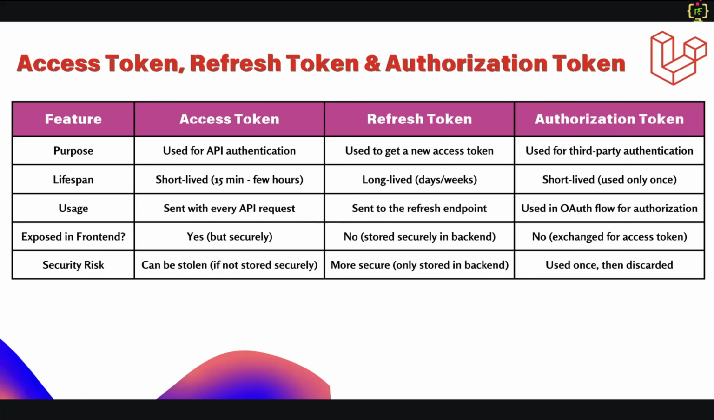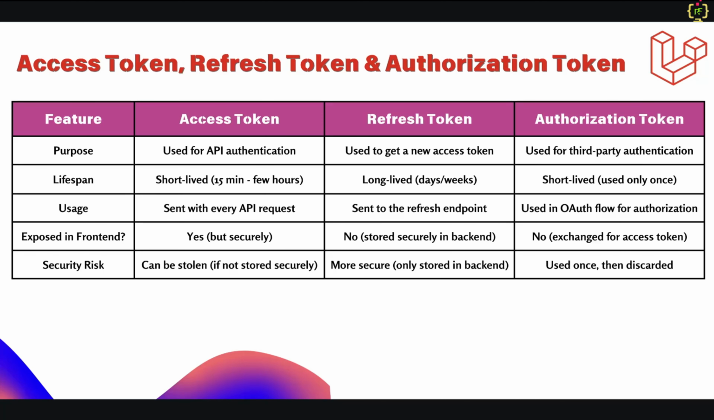Now in terms of usage, the access token needs to be sent with every API request, just like a bearer token. But the refresh token is sent to only one API endpoint, which is for generating a new access token. The authorization token is used in the OAuth flow for authorization purposes. And the access token can be exposed in the front end, but the refresh token cannot be because it is stored directly in the backend.